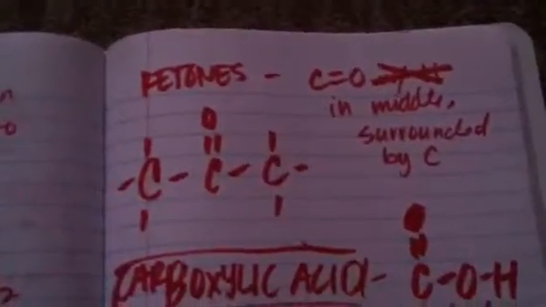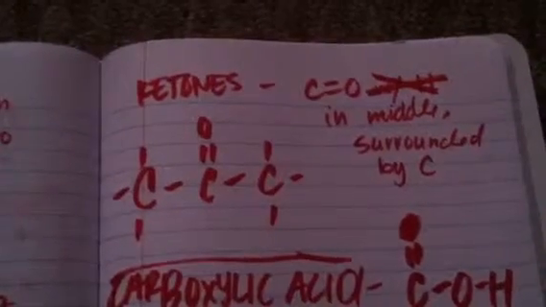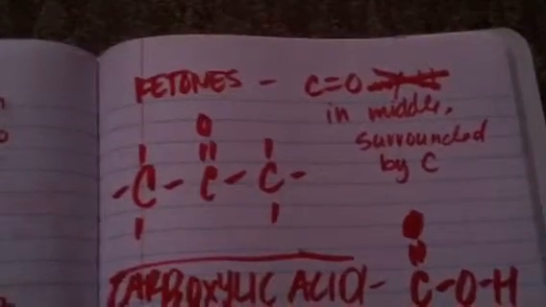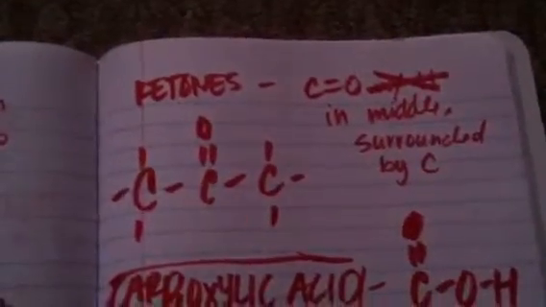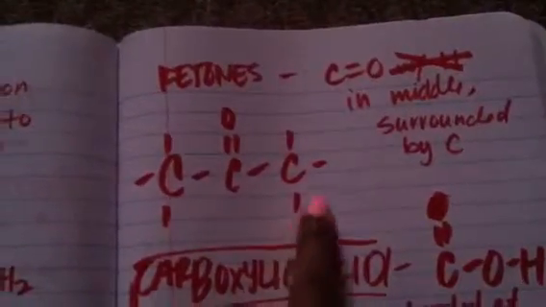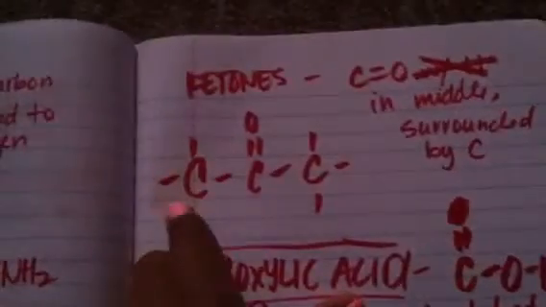Alright, next we have ketones. Ketones are kind of similar to aldehydes, a little bit different. It's when a carbon to oxygen double bond is in the middle of the chain and it's surrounded by carbon. So here it's surrounded by a carbon group here and surrounded by a carbon group here. So this would be the end, the beginning, and you see it's in the middle.